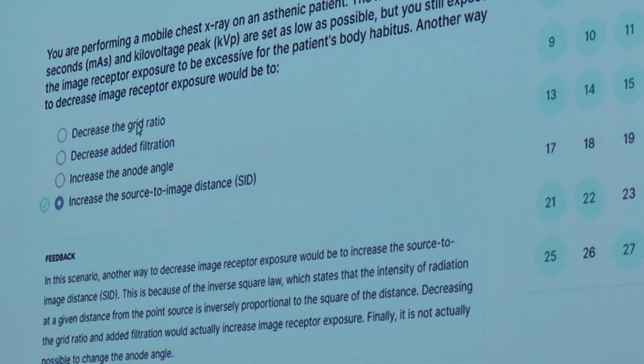So if we decrease the grid ratio, what happens to exposure? Goes up, increases. If we decrease the filtration, what happens? It increases. If we change the anode angle? Nothing, right? Because if we change the anode angle, what does that change? Focal spot size, which is related to heating, related to spatial resolution, but has nothing to do with exposure.